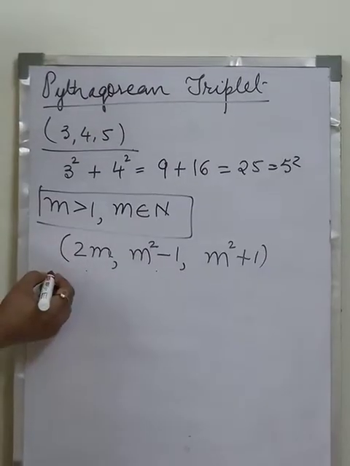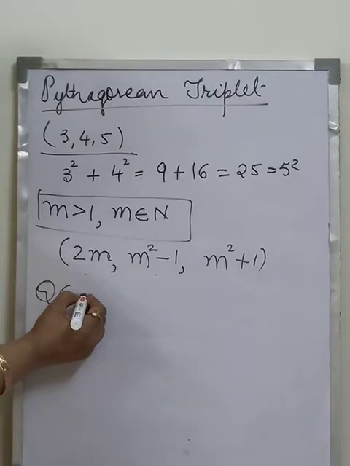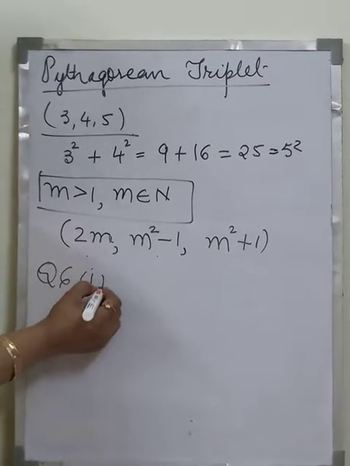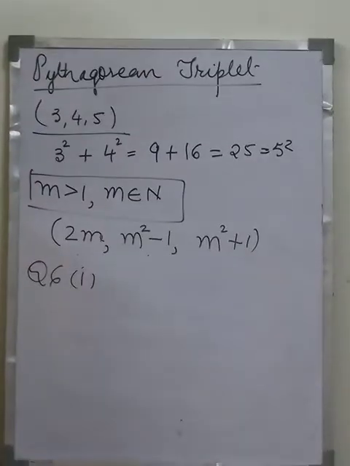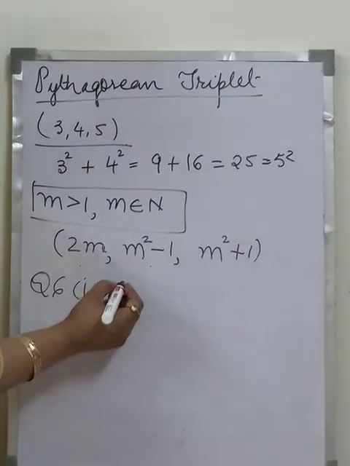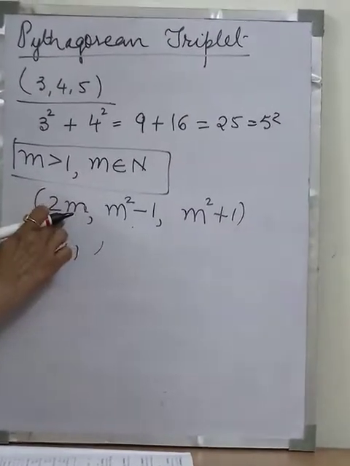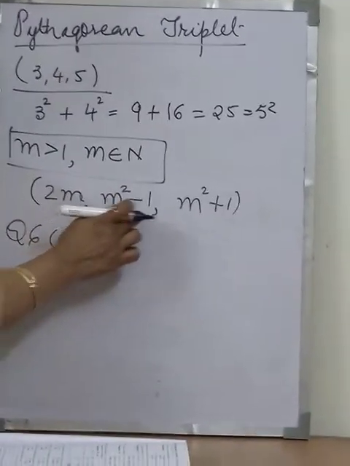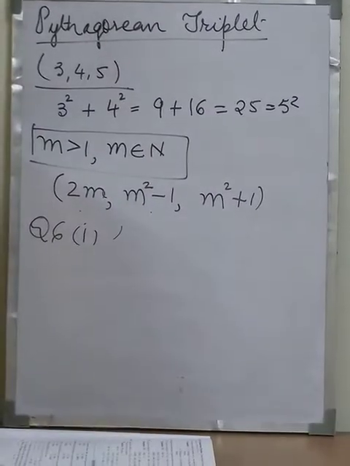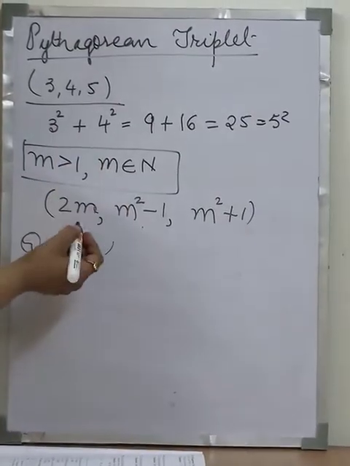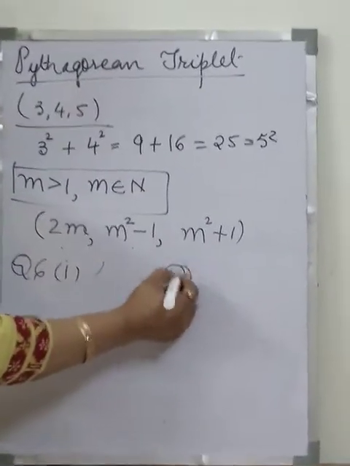I will discuss question number 6 first because I have already written this pattern. So I am going to discuss the first part of question number 6. They are saying write a Pythagorean triplet whose smallest number is 6. The smallest number is 6. See, if I say 2m, m squared minus 1, m squared plus 1, which will be greater, children? Which will be the smallest? 2m. See, take any number. Say I take 4.